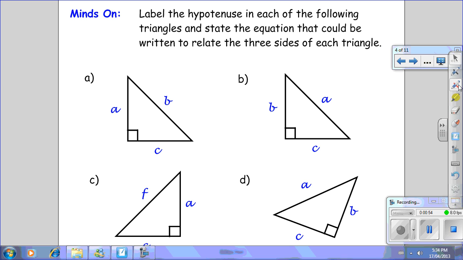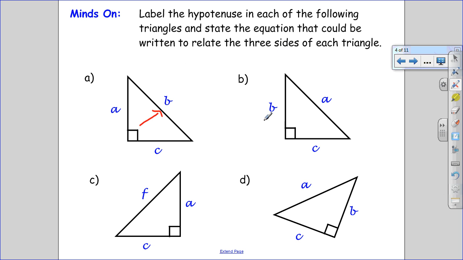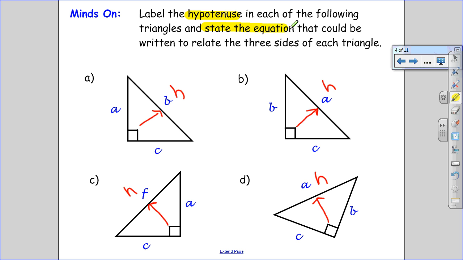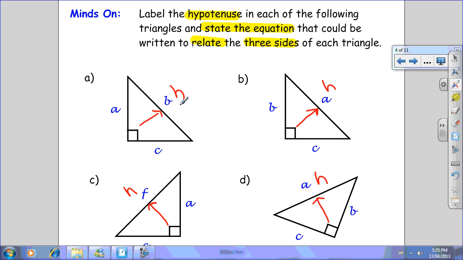Now, if I look at each of the following triangles, they're all right triangles, so they will all have a hypotenuse. When I draw a line straight across from my right angle, the side that I've drawn my line across to is always going to be my hypotenuse. Now, the question asks us to label the hypotenuse and state the equation that can relate the three sides of each triangle. So it's very straightforward.